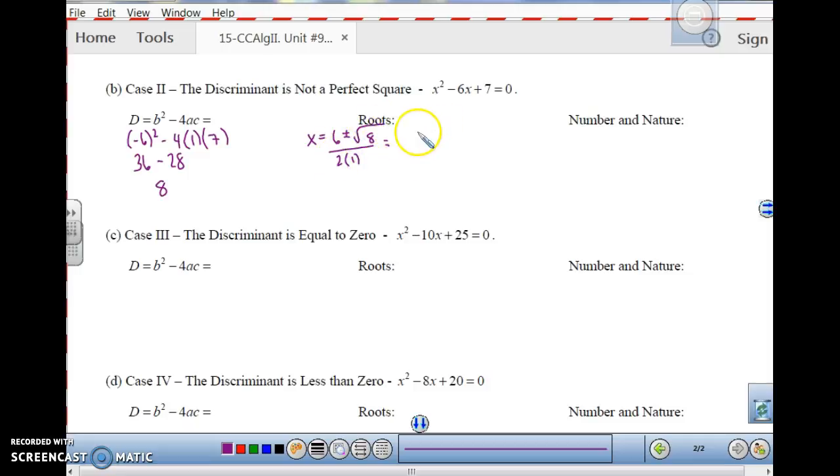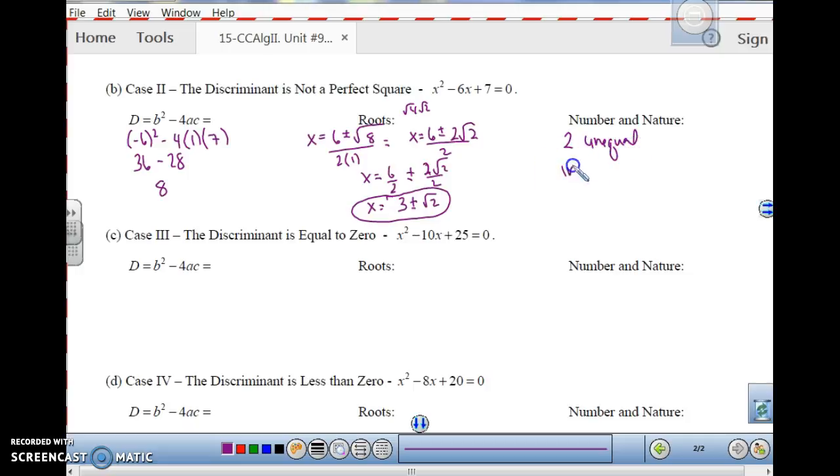We know 8 is 4 times 2, so that's going to be 2 radical 2. x is equal to 6 plus or minus 2 radical 2 over 2, which divides out to be 6 over 2 plus or minus 2 radical 2 over 2. So that's 3 plus or minus radical 2. So I have 2 roots there, 3 plus radical 2 and 3 minus radical 2. What kind of roots are those? They are irrational. So this gives me 2 unequal irrational roots because we have the square root of 2 in there.